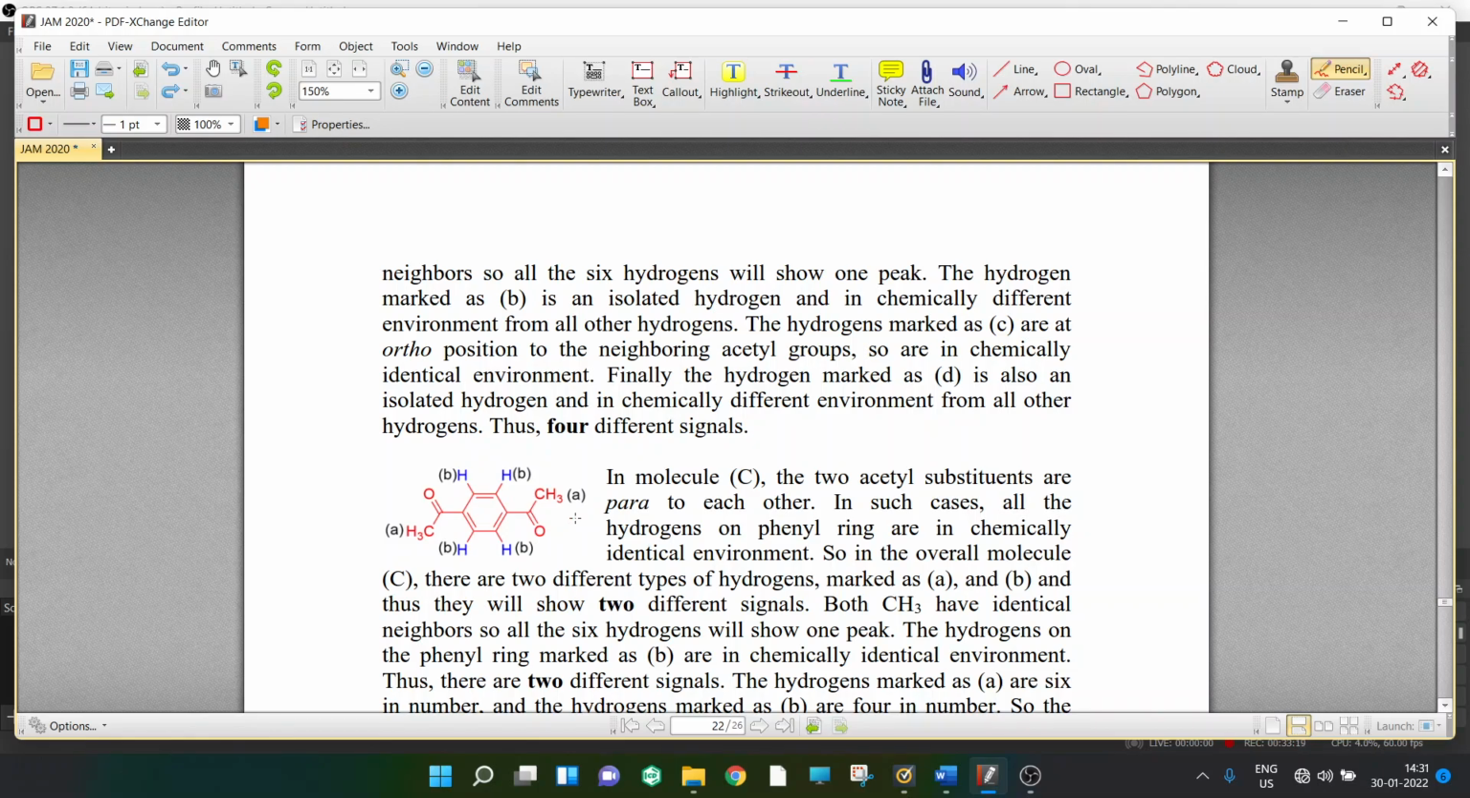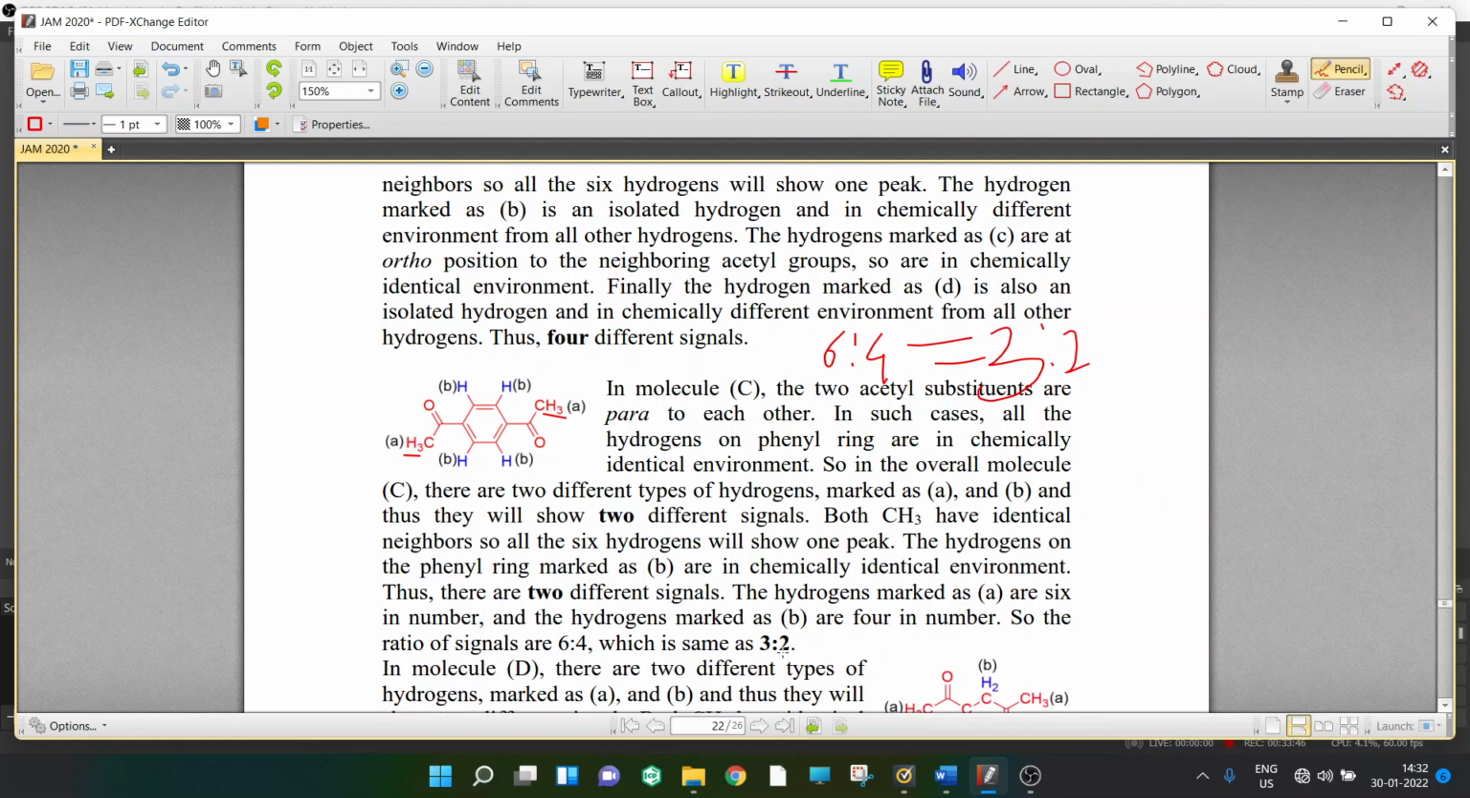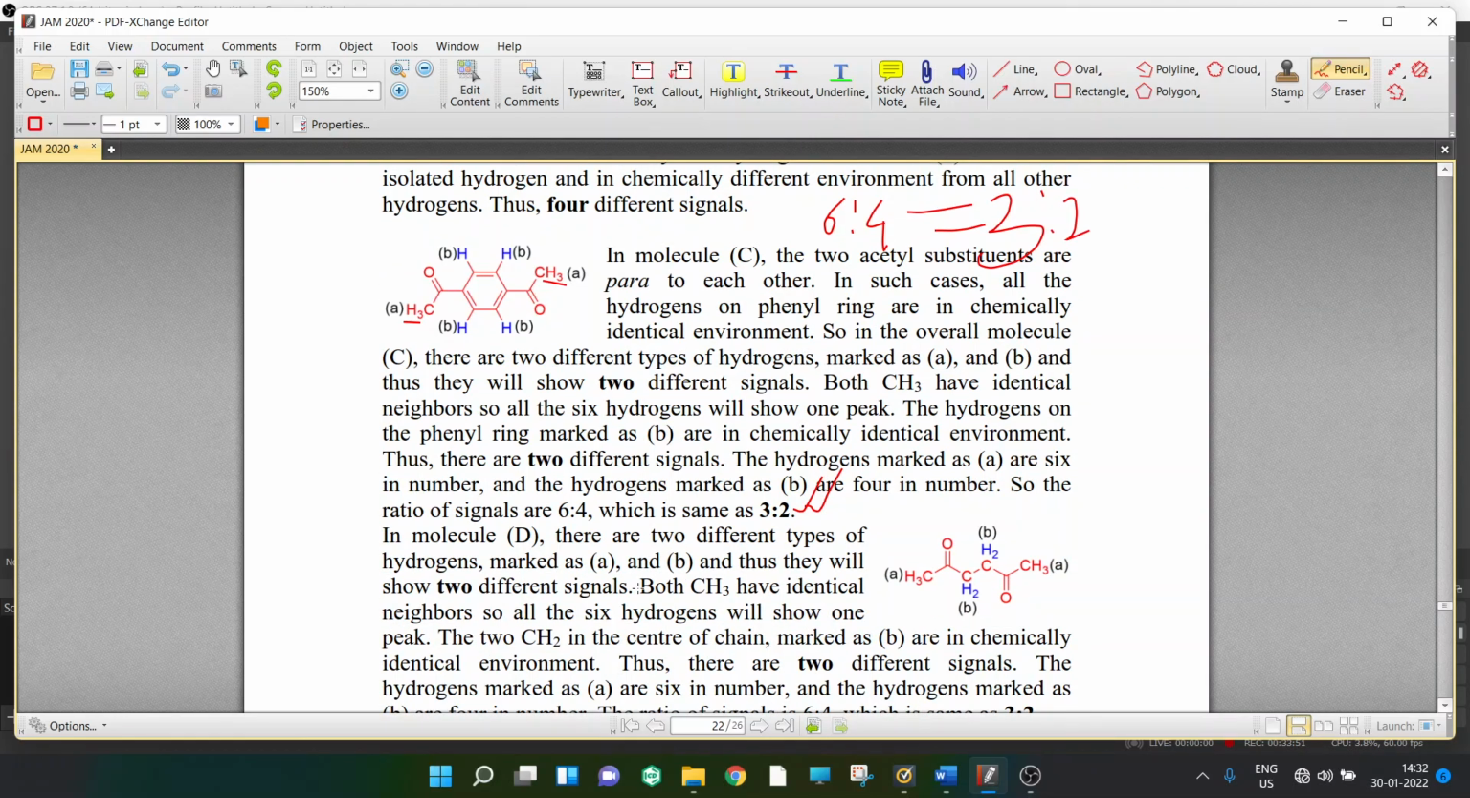Now we have to look, is the ratio 3:2 or not. So there are 3 plus 3 hydrogens, so it will give a peak of 6, right? 6 hydrogen intensity will come. And this is how many? 4. 1, 2, 3, 4. 6:4 equals 3:2. So because that equals 3:2, this is what the question asked, 2 signals with ratio 3:2. So this is the right answer.